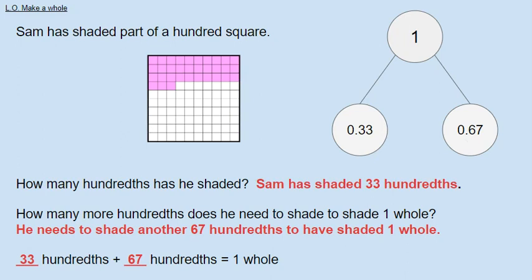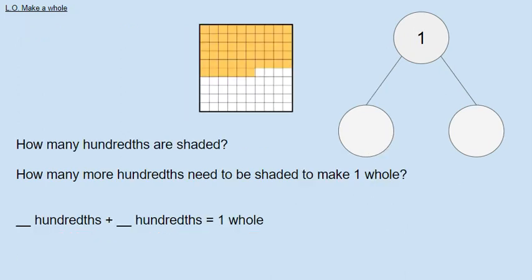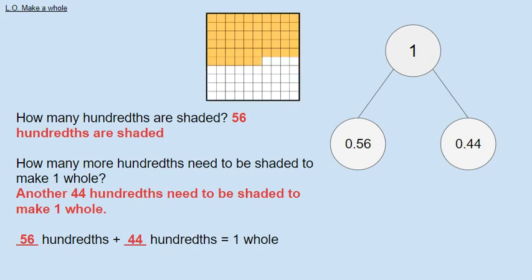Let's try that one more time because you're having so much fun. How many hundredths are shaded there? 1, 2, 3, 4, 5 lots of 10 plus that many there. So how many hundredths make that part? How many more hundredths we need to make the whole? I'm going to change the slide. Say that sentence out loud. Boom. 56 hundredths and 44 hundredths are needed.